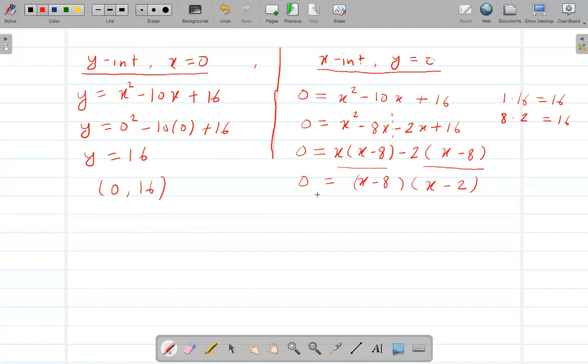All right, so this way we get either x minus 8 is equal to 0 or x minus 2 is equal to 0. So x is equal to positive 8, and here x is equal to positive 2. So we got two values of x, which means we have two x-intercepts. Changing them to point form, we get 8, 0 and 2, 0. Okay, so we got both the y-intercept and the x-intercepts.